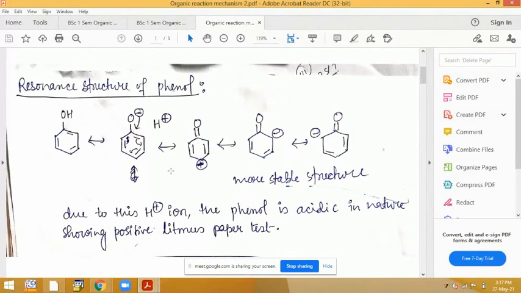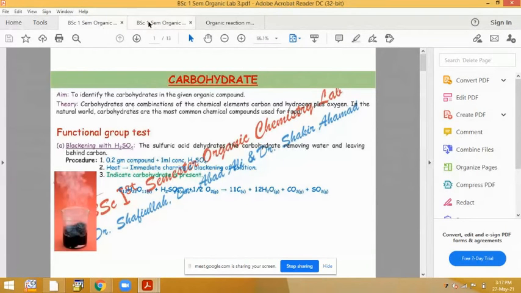We know resonating structures are always more stable than the phenol group. So due to this more stable structure, phenol always tries to remain in the O minus form, releasing H plus. So due to this free H plus ion, phenol shows some acidic character. That's why the litmus paper changes its color, but it is not a carboxylic acid. So don't confuse it with this test.